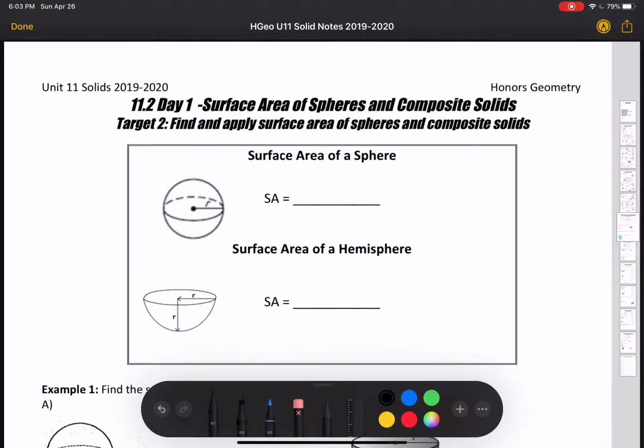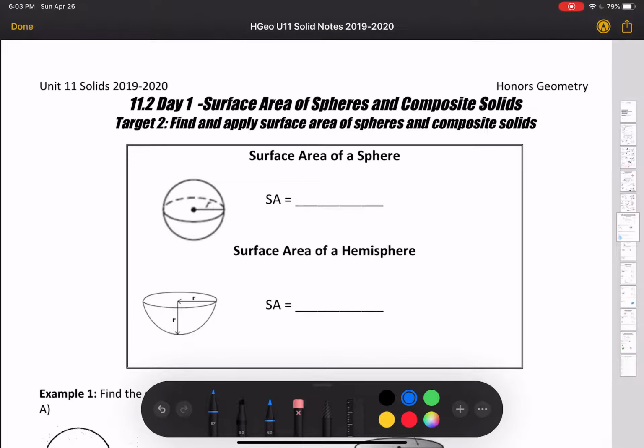The surface area for a sphere is 4 pi r squared. That is the formula for the surface area of a sphere. Now, a hemisphere, you need to think about. Surface area is all about the figures that you can touch.